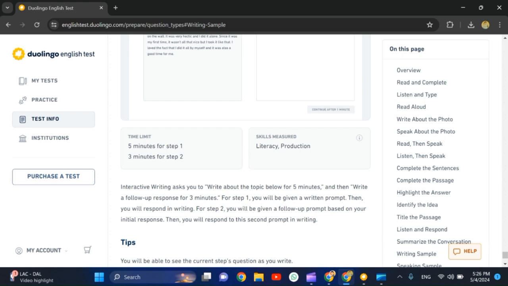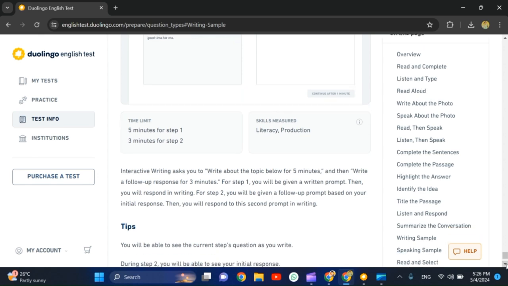Interactive writing asks you to write about the topic below for 5 minutes and then write a follow-up response for 3 minutes. For step 1, you will be given a written prompt and then you will respond in writing. For step 2, you will be given a follow-up prompt based on your initial response, then you will respond to this second prompt in writing.